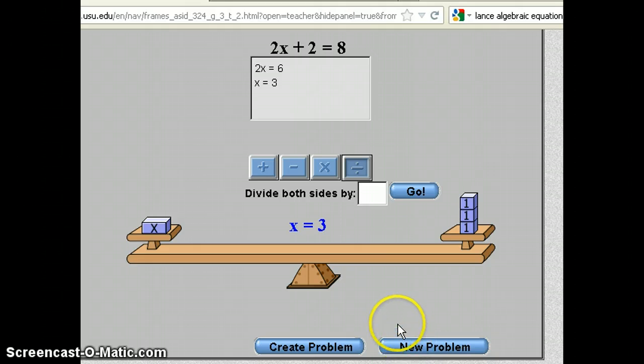So there we go. Now remember, you need to follow those steps. You need to show on your sheet minus 2 for both sides. Then you need to show divide by 2 for both sides. Then you need to put as your answer x equals 3. Okay? Good. Try those. Go ahead and do those.